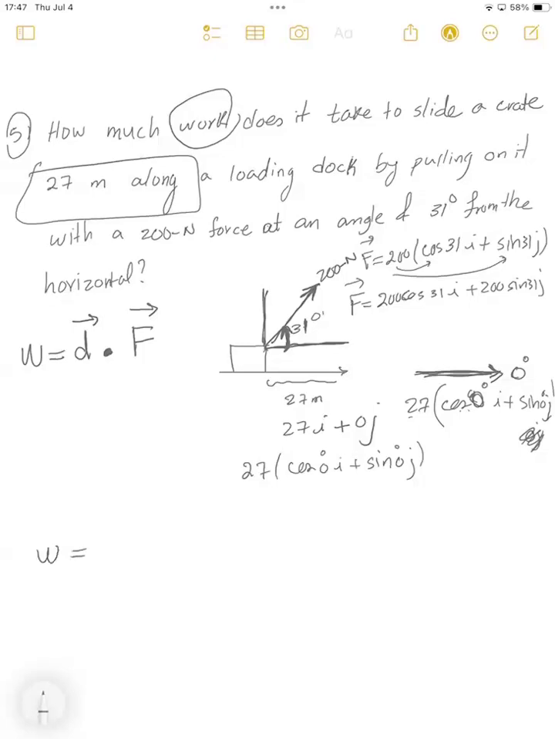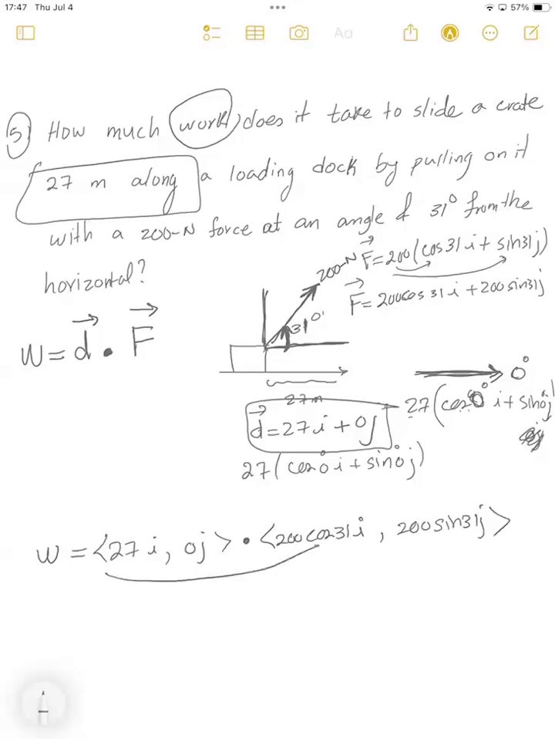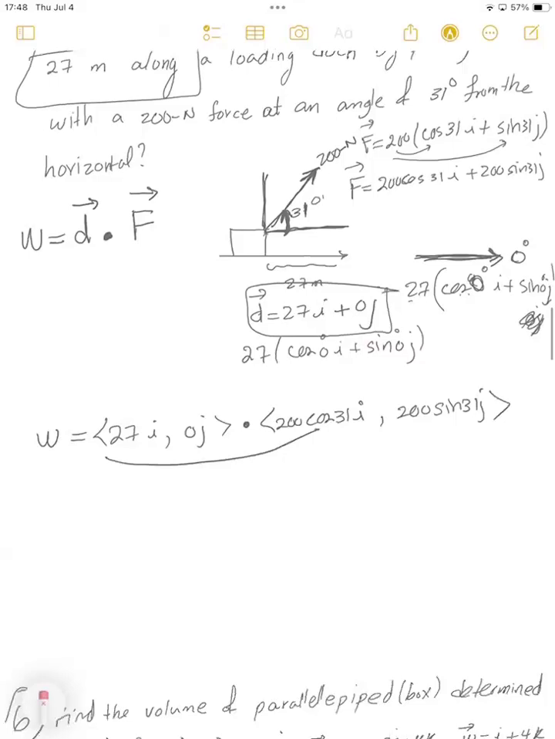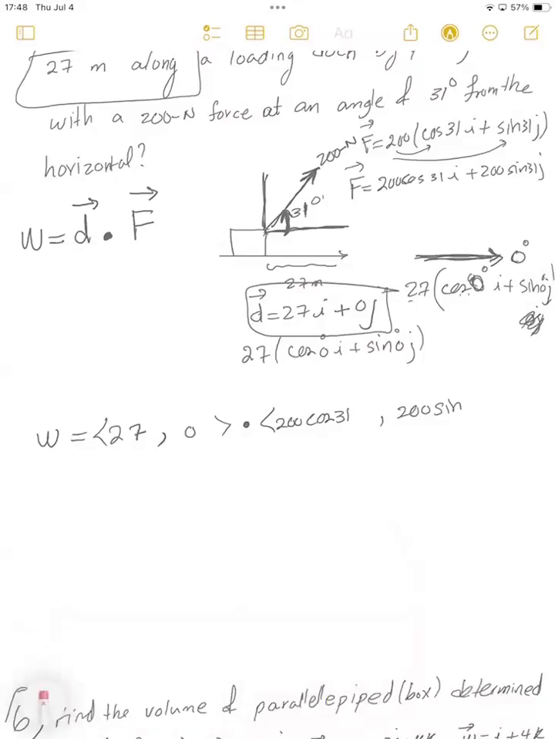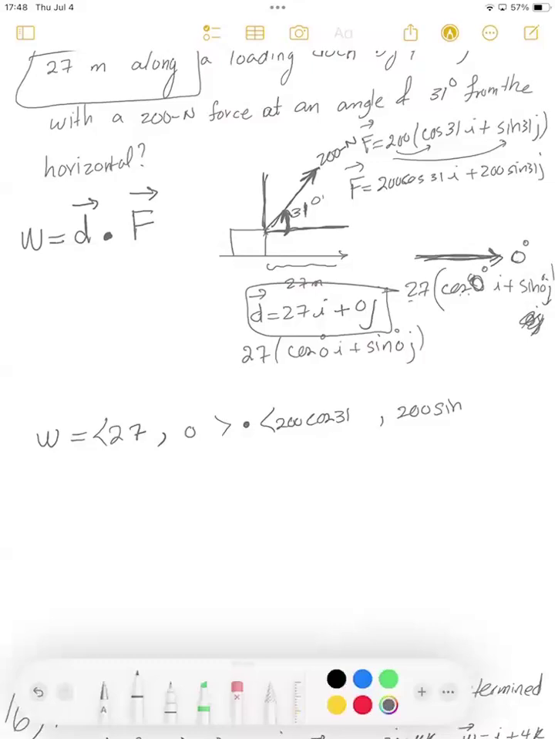W is equal to, I'm going to use that for the distance vector, 27i 0j dot product with 200 cosine 31 i 200 sine 31 j. So we multiply the i, oops, when I write it in this manner, I don't need to put the ij, sorry about that. This was 27. I need to put these ij's. Okay, now that's correct.